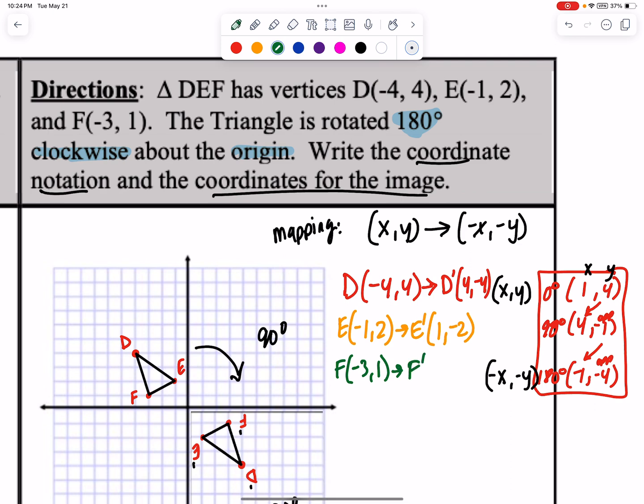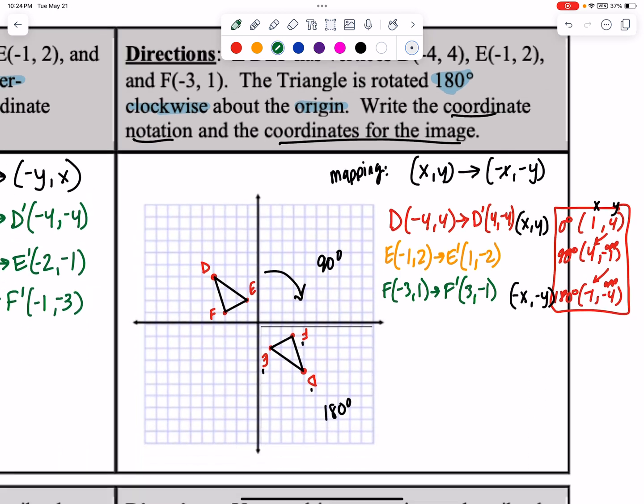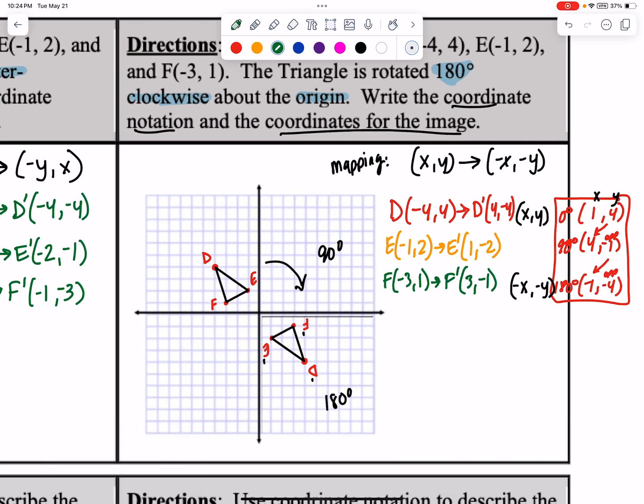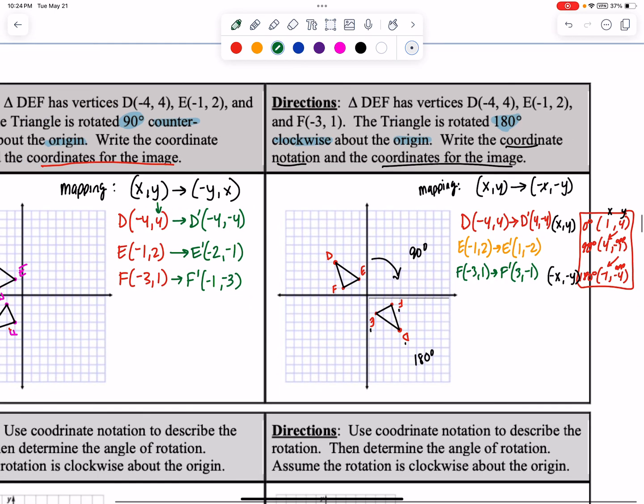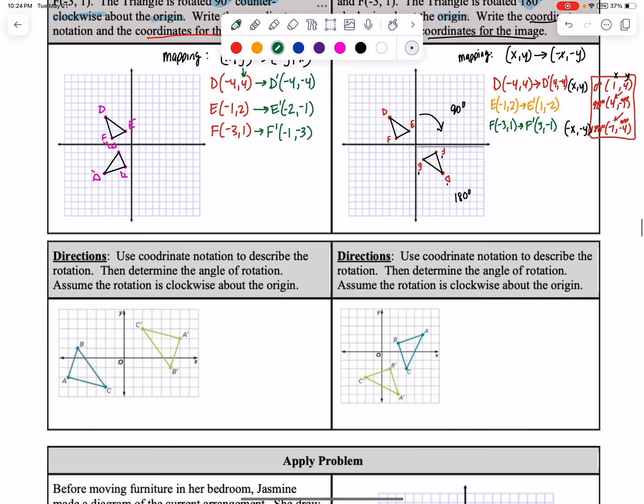Okay, and F prime, opposite of F is 3, opposite of X is 3, opposite of Y is -1. And there we go. We wrote all the points, and technically we didn't even need to draw it. So good strategy for you there. All right, let's look at this next one.